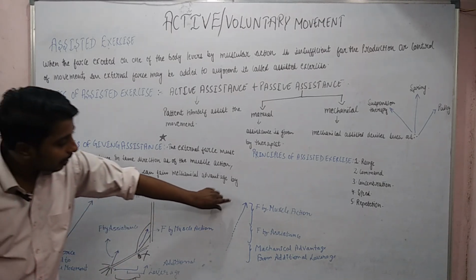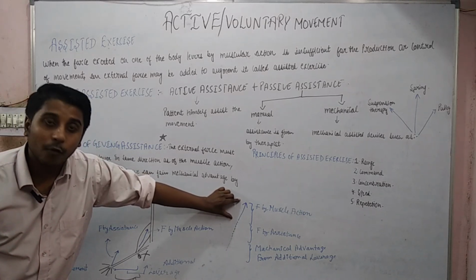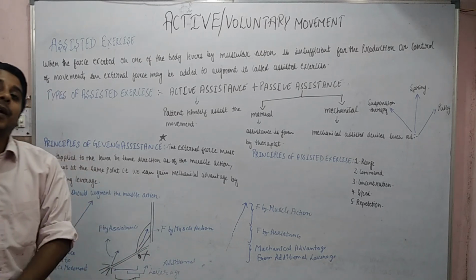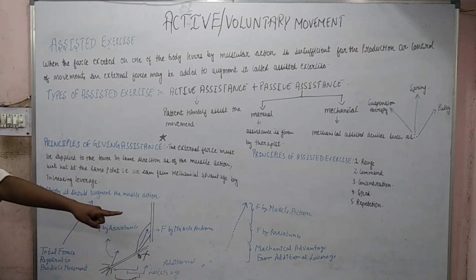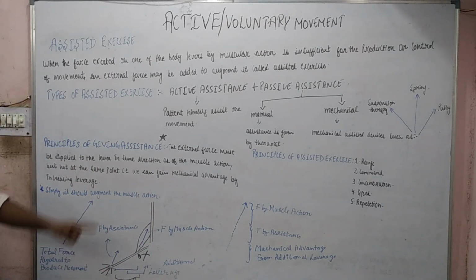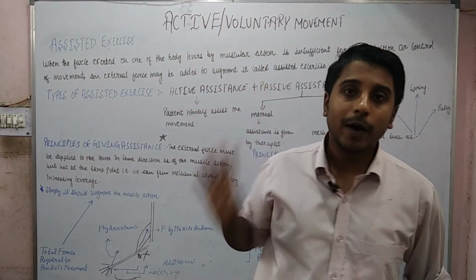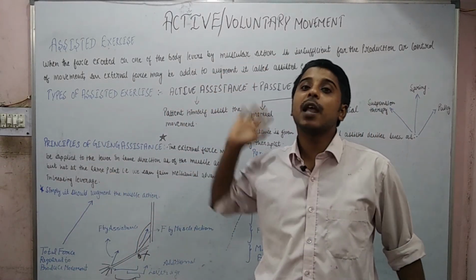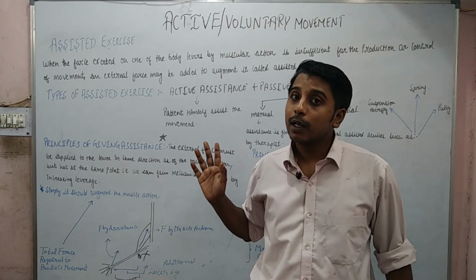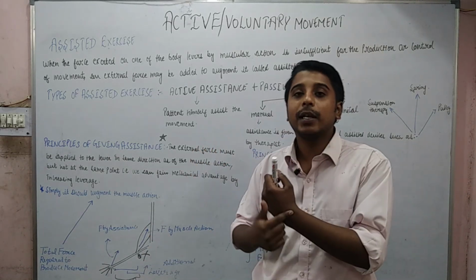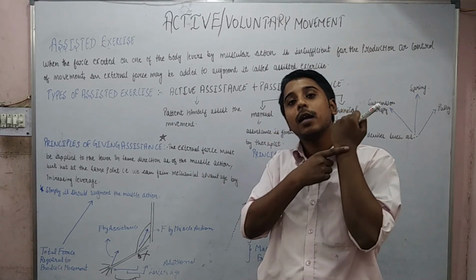So you can see this initial force is by the force of muscle action, and second is by the additional mechanical leverage which gives a mechanical advantage. Okay, so this is about the principle of assistance. Simply you can understand it in two words. The direction should be the same as that of muscle action. This is the first point. And second, if you can gain mechanical advantage, then you can gain it.